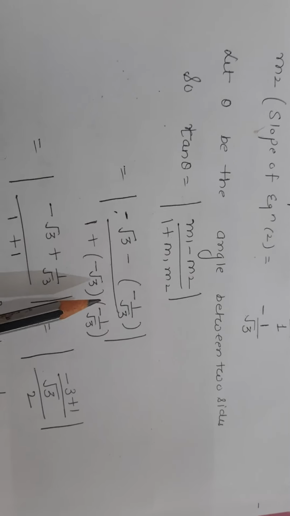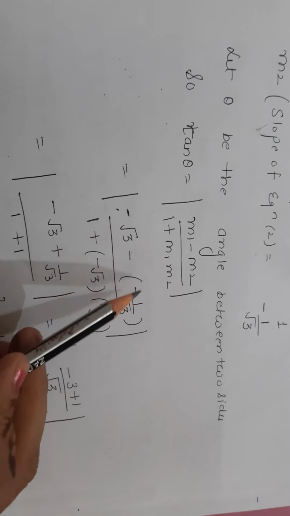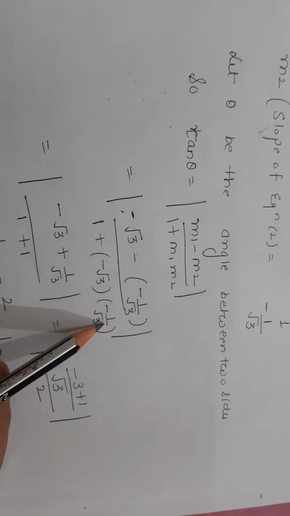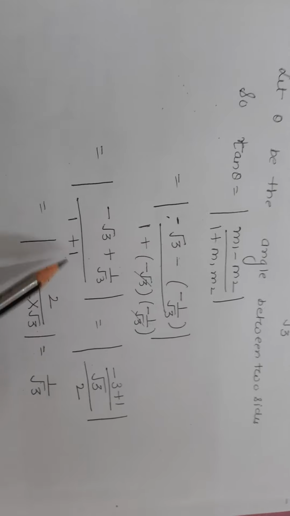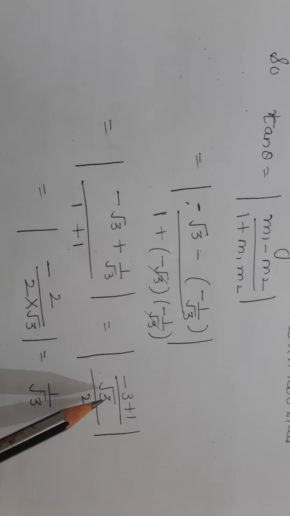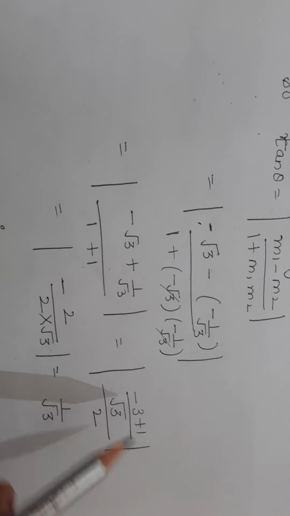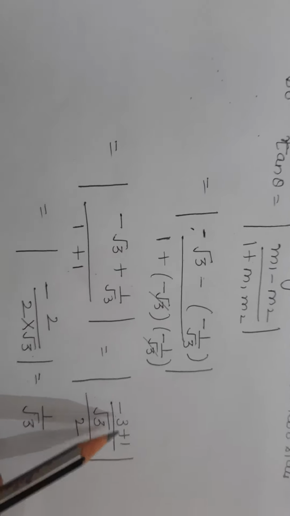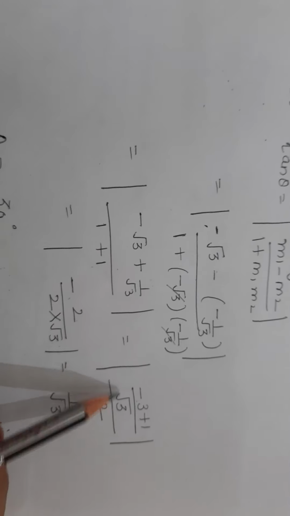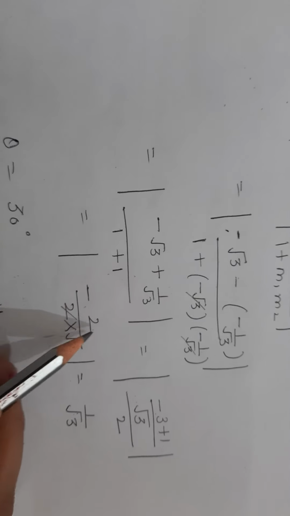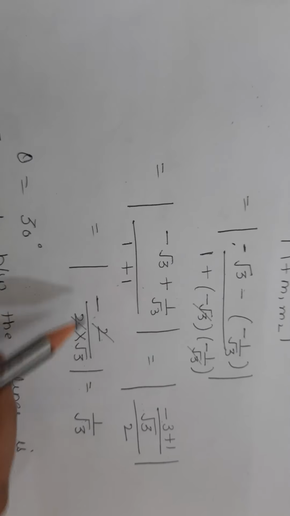You will have this. Now here negative will be positive and this root 3 will be cancelled. Minus 1 will be plus 1. Next step, take the LCM. You will have root 3 in the denominator. This is minus 3 plus 1. So this is minus 2 upon 2 root 3. Again this 2 will be cancelled. You have mod of minus 1 by root 3.